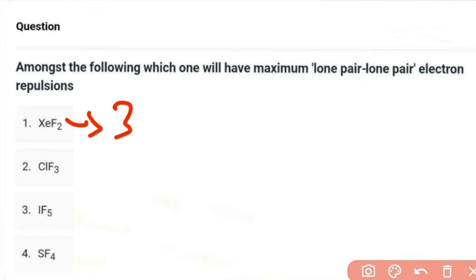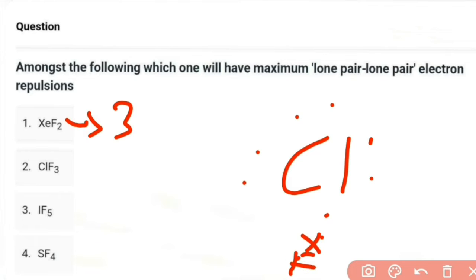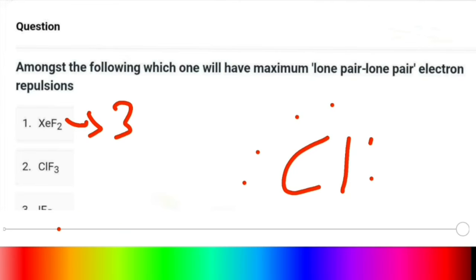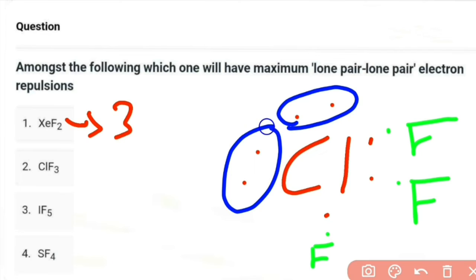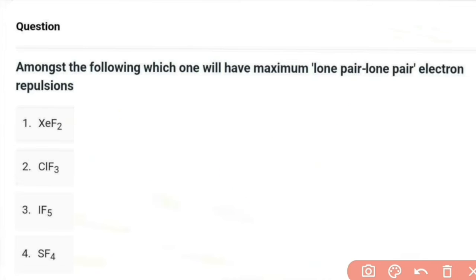Now if we talk about ClF3, Cl has 7 electrons in its valence shell, and out of which it is utilizing three electrons for the formation of bonds with the 3 fluorines. I am making crosses for the electrons of fluorine, and let's change the color of fluorine to green. With this we get to know that chlorine has 2 lone pairs. So xenon had 3 and chlorine has 2.